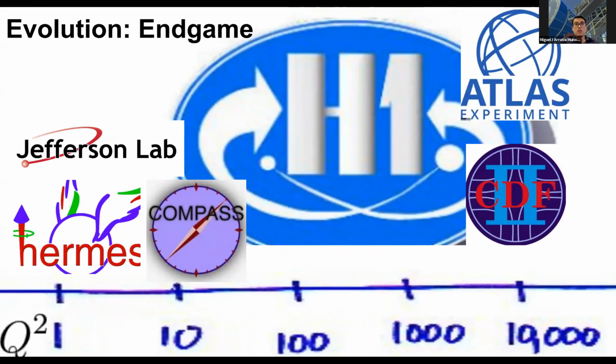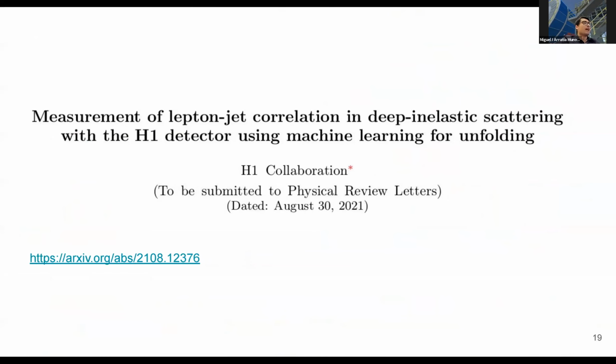And this is what I like to call the end game for evolution. So we do have in one corner fixed target experiments, previous experiments and ongoing experiments at Jefferson Lab, HERMES and COMPASS experiments, which will cover a region of Q-squared between 1 and 10. And then we have the very high Q-squared data from colliders at the LHC and at the Tevatron, but we have a huge gap in between. And that huge gap can be completely covered by HERA data. And once you have that, you will have 3-4 orders of magnitude in which you will be able to vary the Q-squared and check whether the calculations and the treatment of the TMD evolution makes sense.